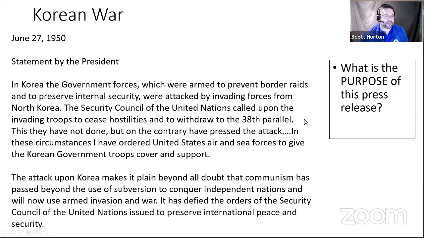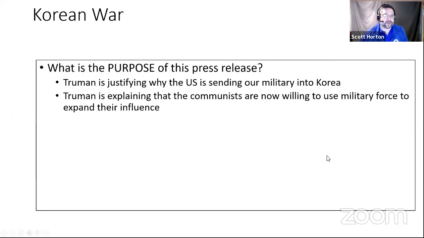Okay, so possible answers to this. Truman is justifying why the U.S. is sending our military into Korea. He describes the attack by the North Koreans across the 38th parallel into South Korea. He is explaining that the communists are now using military force in addition to other methods, as he calls them, to spread communism. He also is, of course, explaining what's happening.